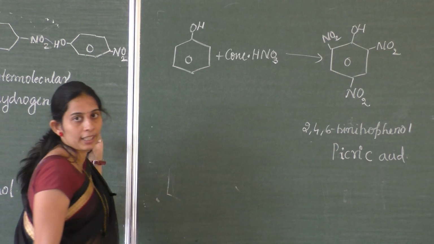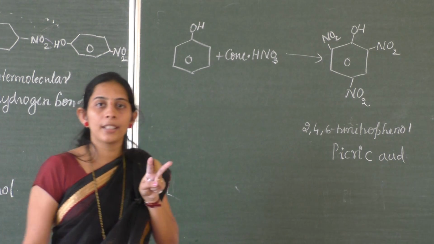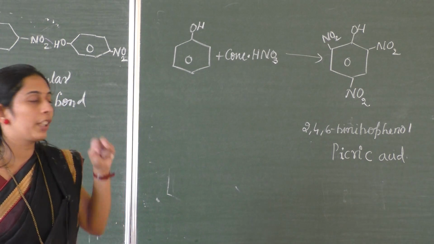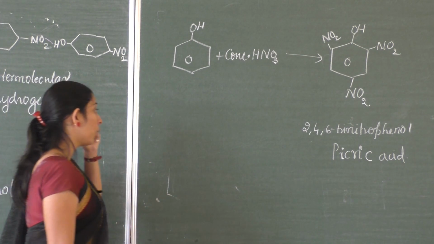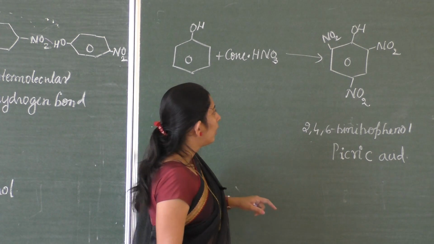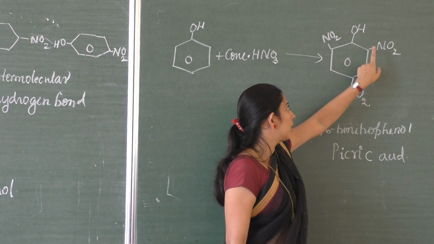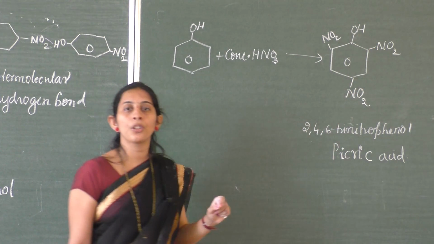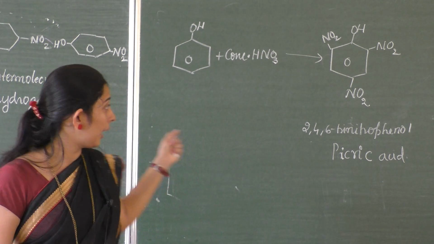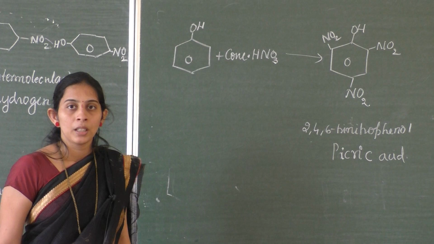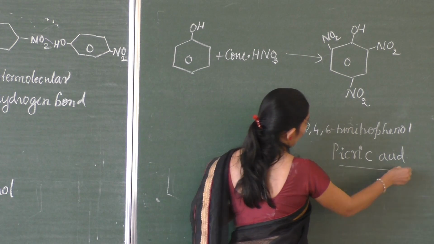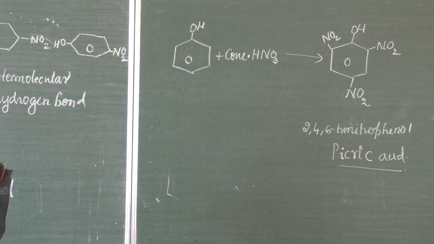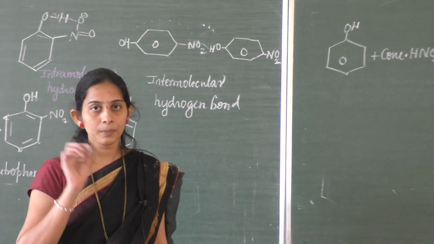Whereas in dilute nitric acid, what happens? We get two products, one as a major and one as a minor. Ortho as well as para nitrophenols are obtained. Whereas here, only one product is formed, in which both ortho as well as para positions are substituted by an electrophile, the nitro group. So therefore we get picric acid. That is the first reaction of phenol, the electrophilic substitution reaction of phenol.